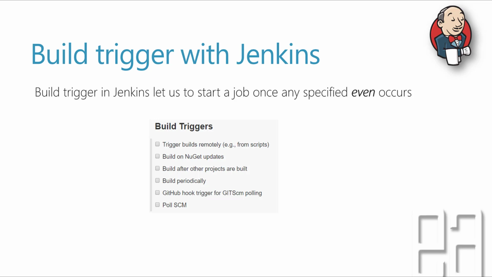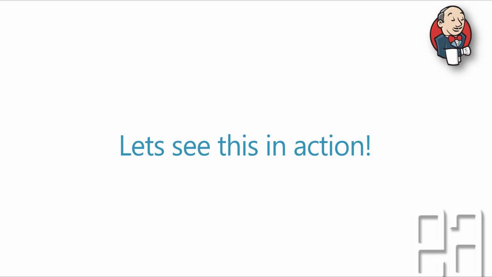But as you can see, we can set a build trigger for our Jenkins job so that it can automatically execute and build our project, run the tests, or deploy the application on a remote machine once any one of the specified events occurs. So let's quickly see this in action and understand how things work. For that, I'm going to flip to Jenkins.